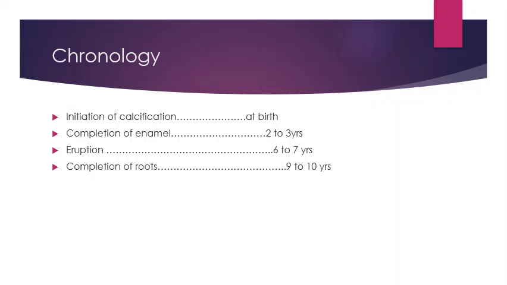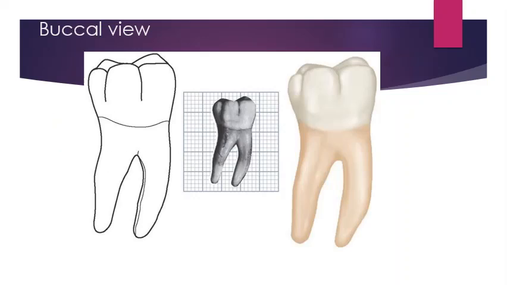Okay, now we will study the individual views of this mandibular tooth. As we have studied the maxillary first molar, now we'll study the mandibular first molar. It is the strongest tooth and the largest of all. It has the greatest mesiodistal dimension of any other tooth in the oral cavity.